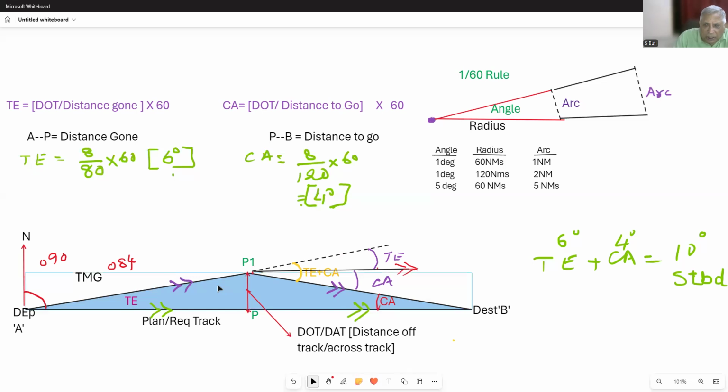Okay, if there is an answer 10 degrees port, don't get excited, thinking 10 degrees, okay, mark it correct. No, your answer is 10 degrees to starboard. Okay, next.